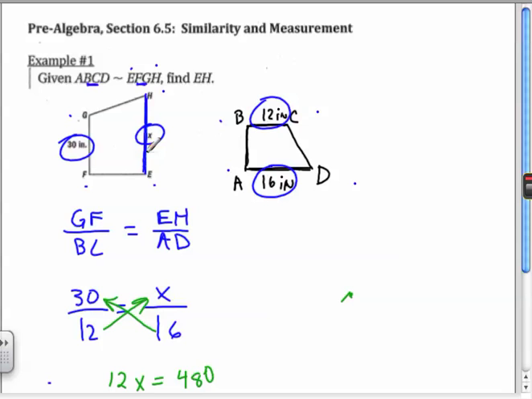Nice job. Any questions on that one? Are we good on that? Let's look at the next one.